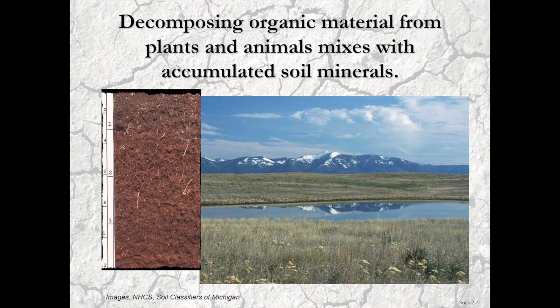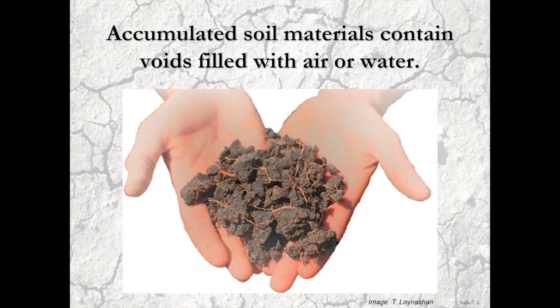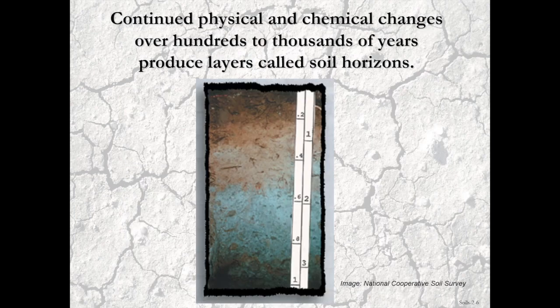Pressures are starting to be involved. Then you have all the decomposing organic material from plants and animals that again mixes with those accumulated soil materials. And again, this is all happening over hundreds and thousands of years. And in those materials, you have different size spaces, voids that are filled with air, filled with water, filled with nutrients. Those are then exploited by plant roots that then cause even more channels. And those continued physical and chemical changes, hundreds, thousands of years, produce the actual soil that we have and the soil horizons.